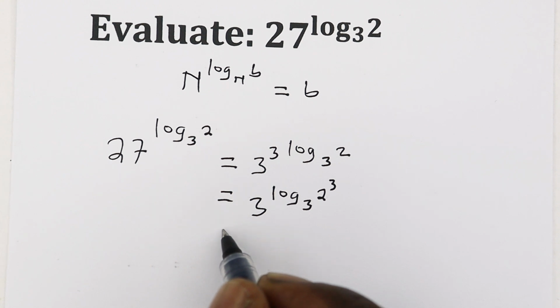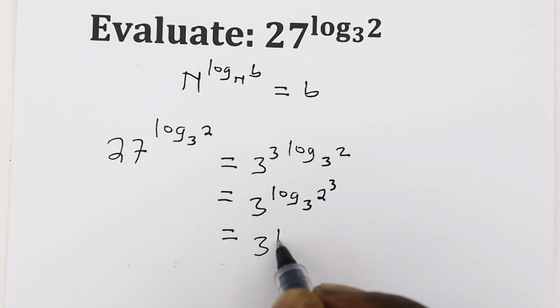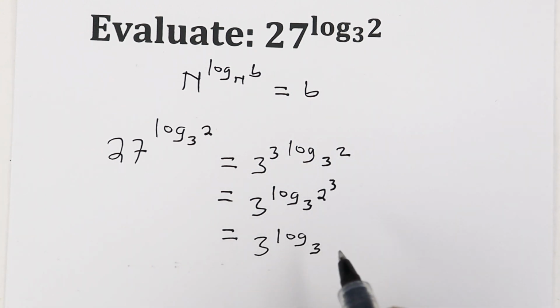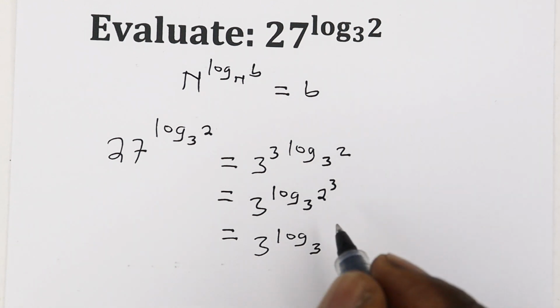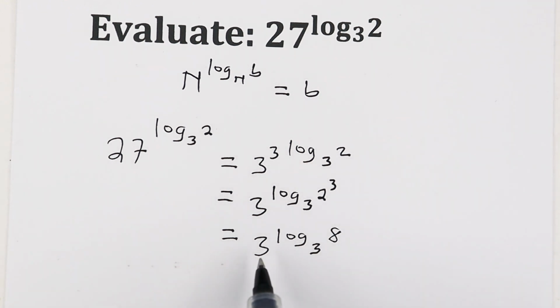So let us simplify this. So I'm going to have 3 raised to the log base 3 of 2, to the power 3, that is 8. So now, because these bases are the same, then this is equal to 8 according to this law.